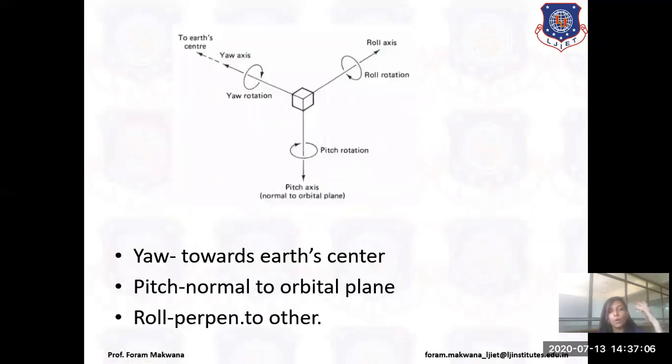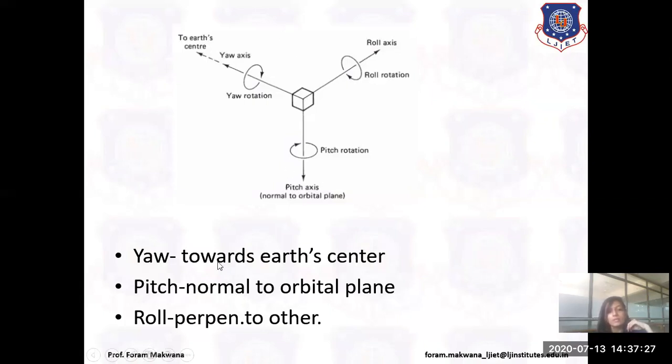Now, what are the three axes? The three axes are roll, pitch, and yaw. So separately for these three axes, motors are there to correct the orientation of the satellite.